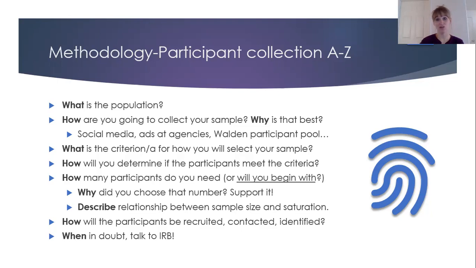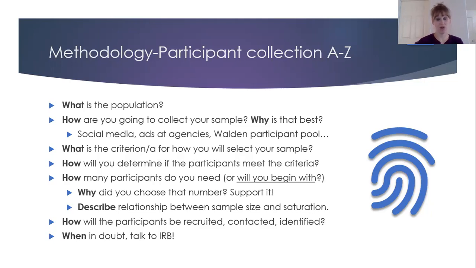You have to decide how you're going to find your population and how you're going to whittle it down to the people that qualify. How many participants do you need? My second chair said that a great way, instead of saying I will have 8 participants participate, you can say I will begin with 8 participants. And that leads you into that you can increase that number based on saturation or other reasons.